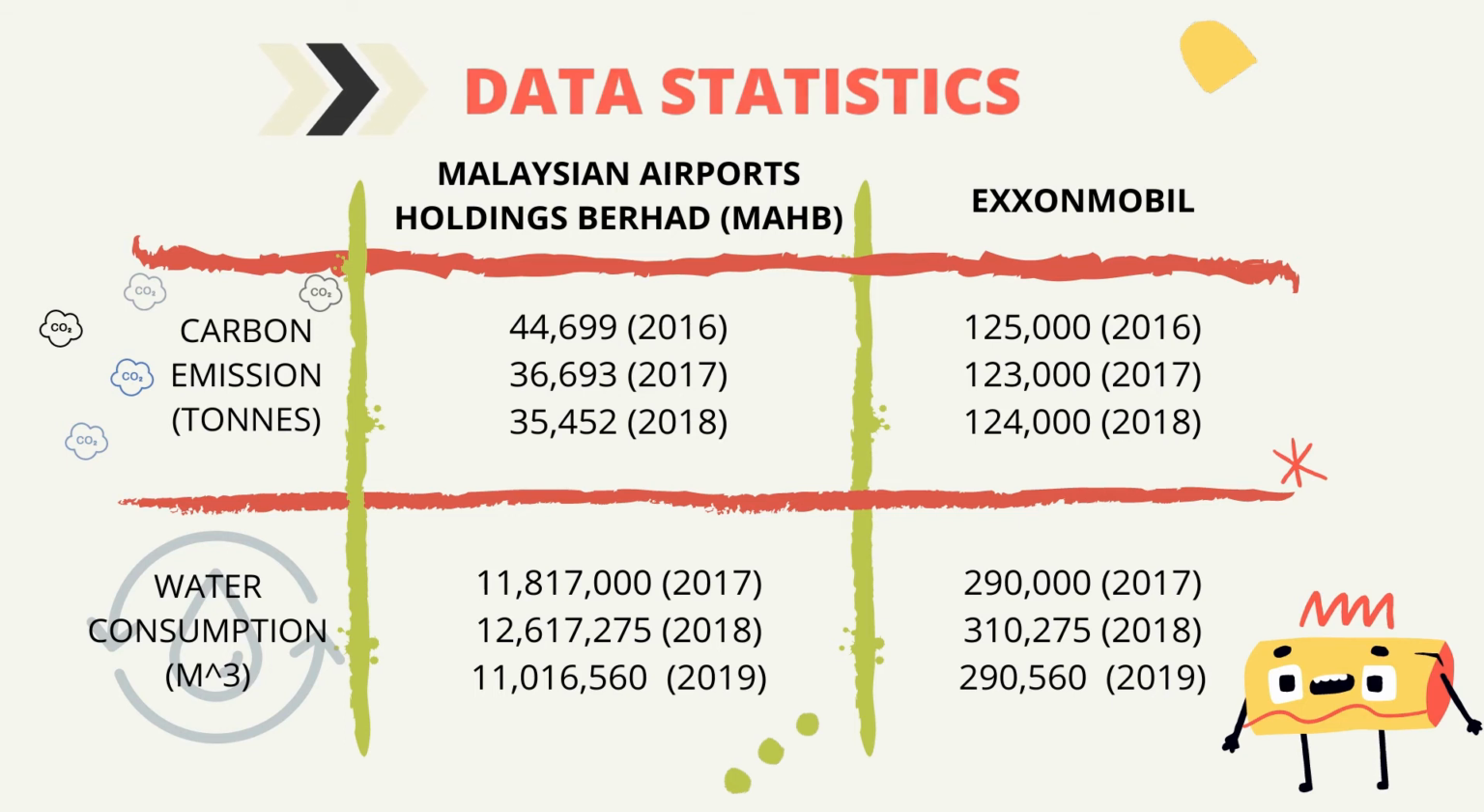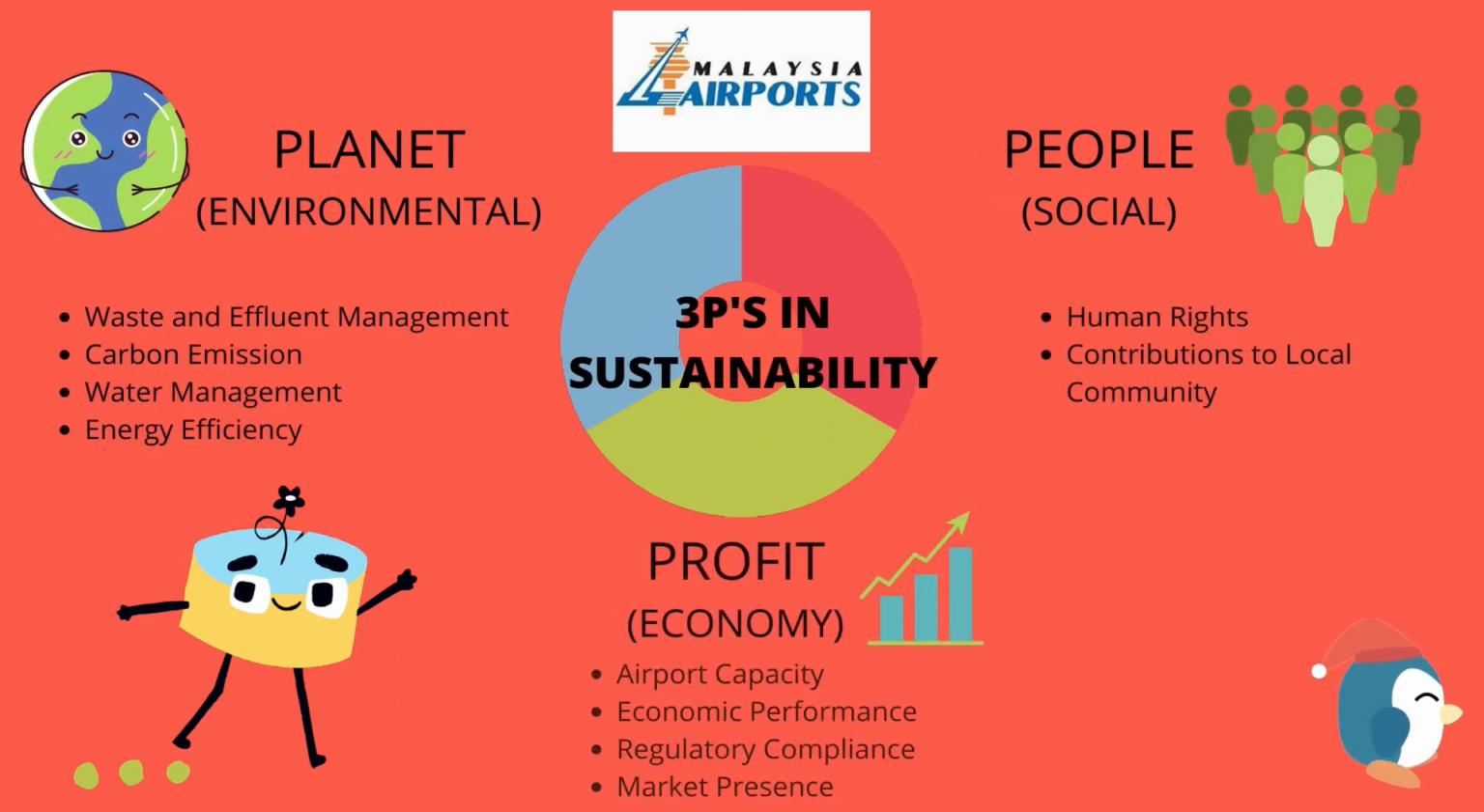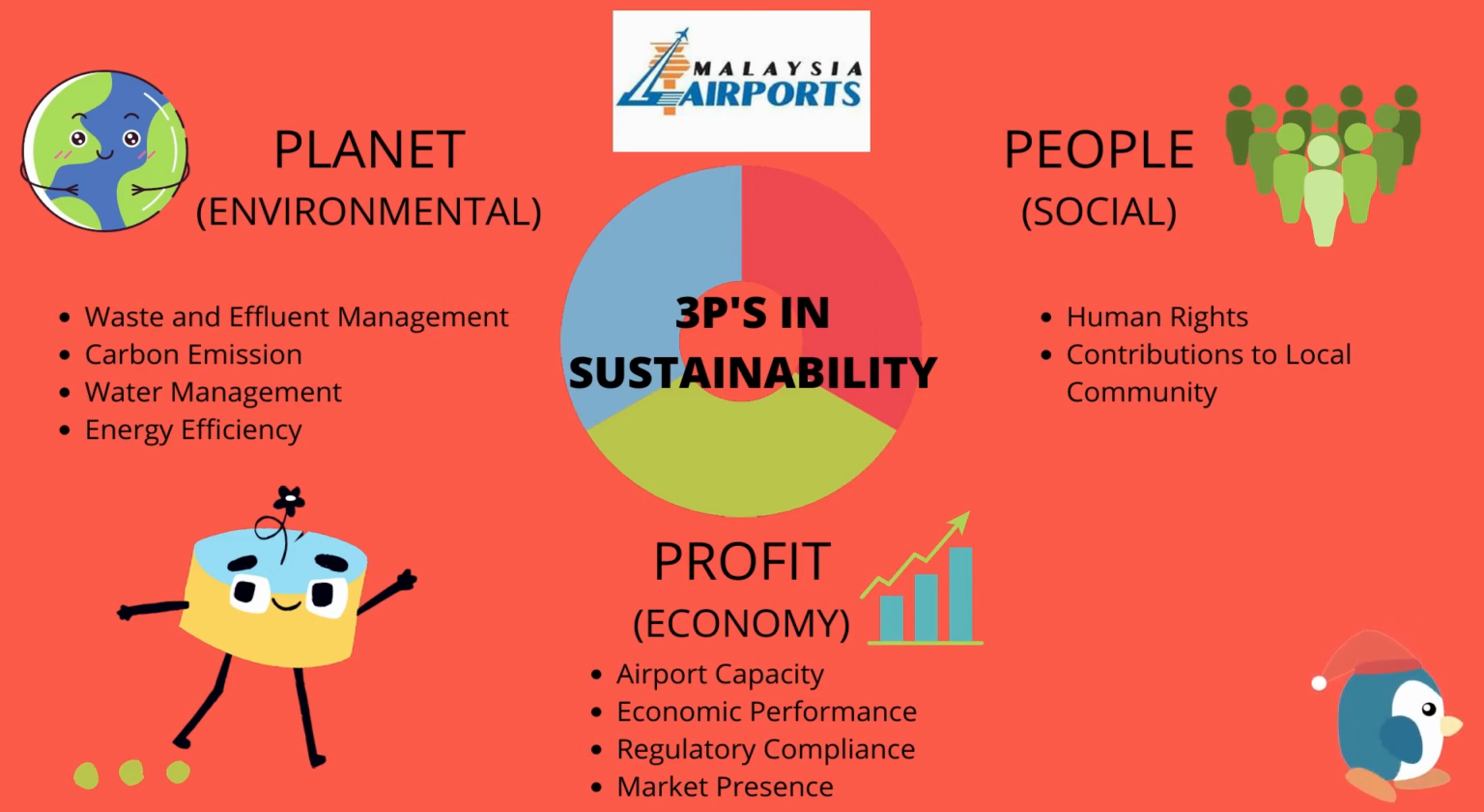Now I will explain the 3 P's in sustainability of Malaysia Airports Holdings Berhad. The first P is planet. Planet is focusing on the environment. As for this company, there are 4 types of environmental focus, which are waste and effluent management, carbon emission, water management, and energy efficiency.